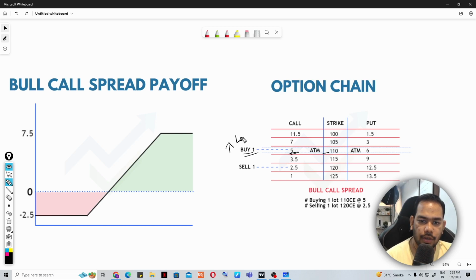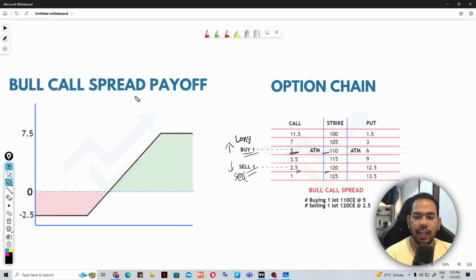And we are selling one OTM option here, the 120 strike call option at 2.5. So this is a sell leg. This will be a sell. So one long and one sell will make this strategy a bull call spread.